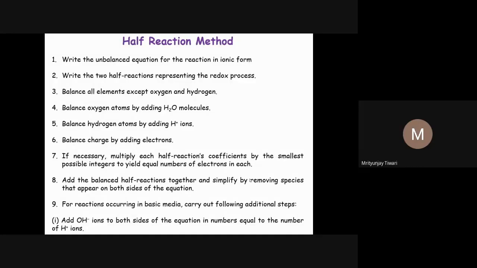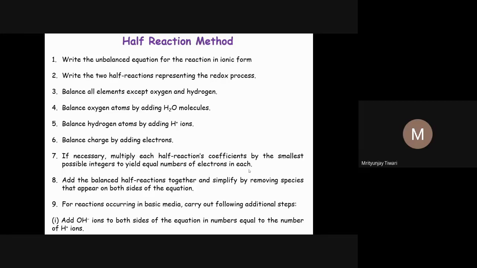Hello, students. In our last class, we have seen balancing redox reactions by the oxidation number method. Now, another method is available to us, applying which we can also balance a redox reaction.